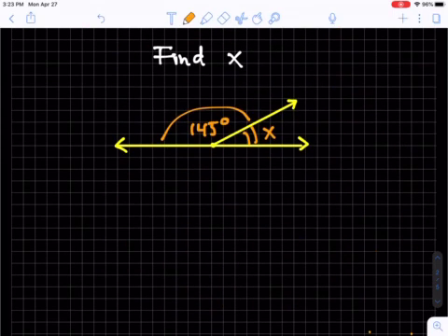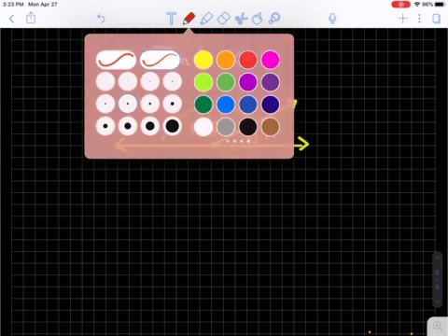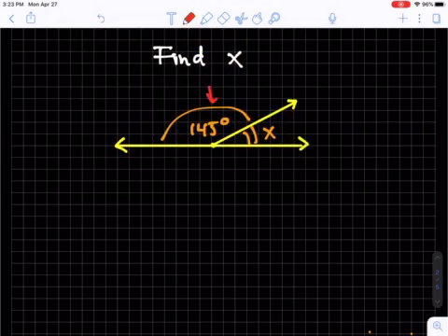So let's look at the first kind of problem that you might see. So this says to find x. So if I look at this, I see that I have a big angle, an obtuse angle, and I have an acute angle. And the two of them added up together should give me what? Think about that. Well, it's a straight angle, so they should add up to be 180 degrees.